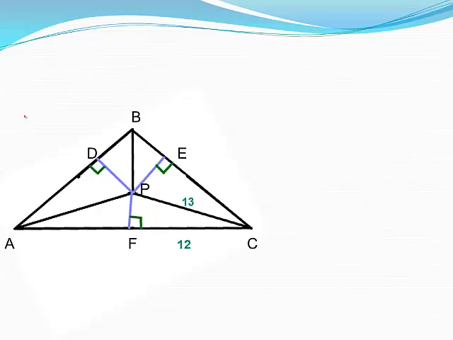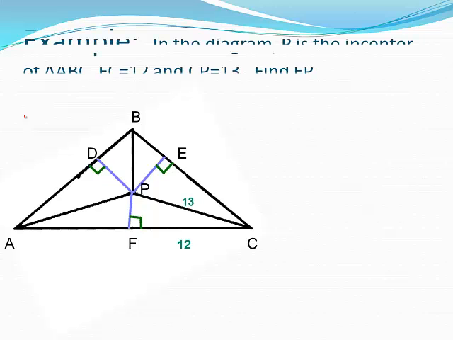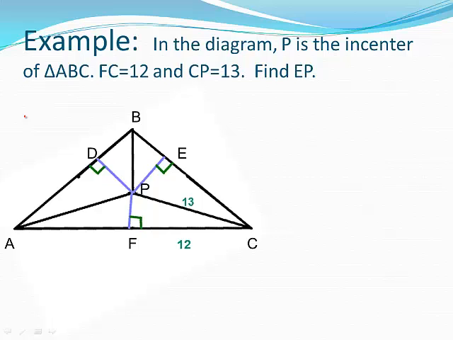This also has some other properties as well, but we're going to get some more mathematical application with this. So in the diagram, P is the in-center. That's the key word, because once you see in-center, like circumcenter, it has a specific property. You see it in the directions, you can automatically say, okay, that creates equidistance from the sides, and it's from angle bisectors. So we say of triangle ABC, we know that FC is equal to 12.